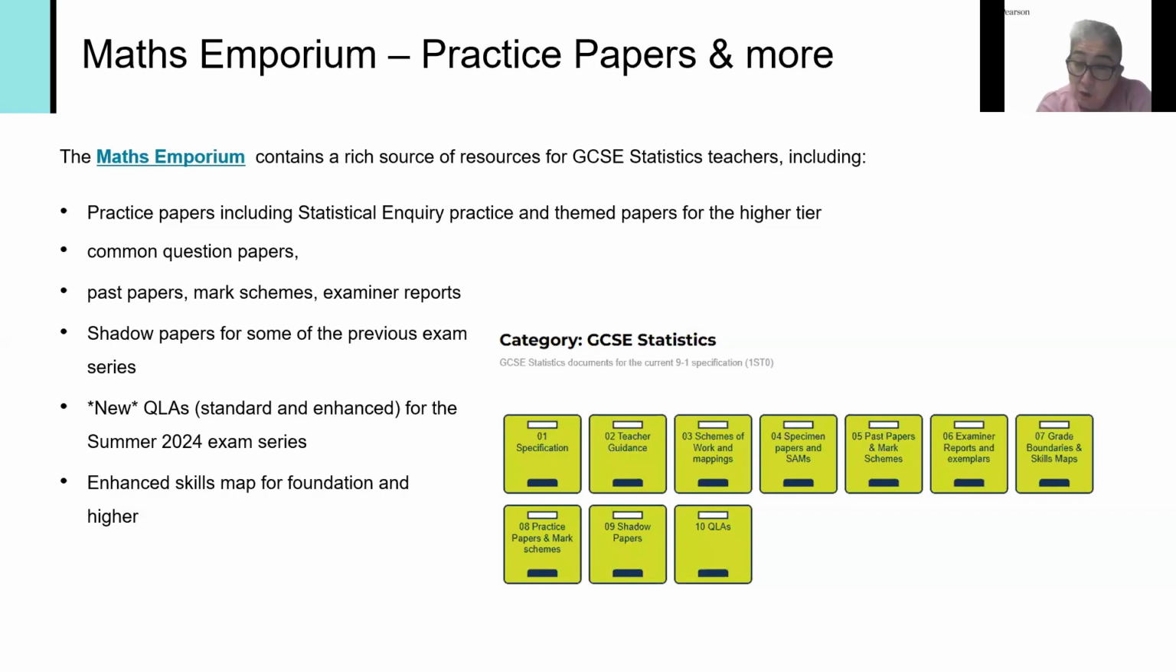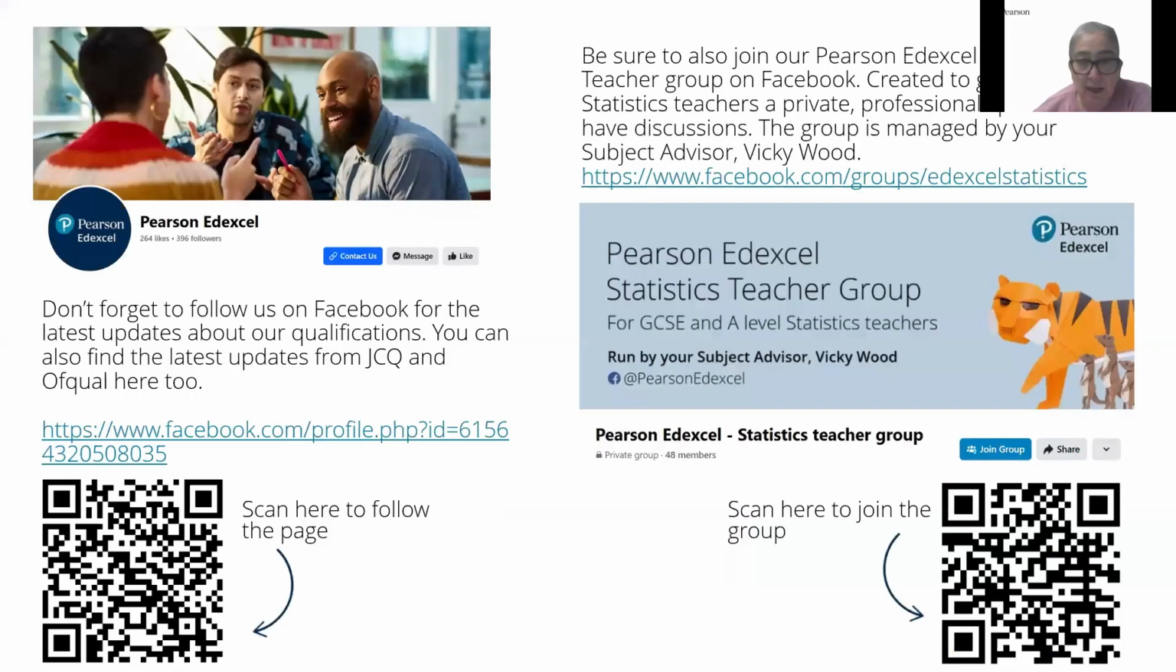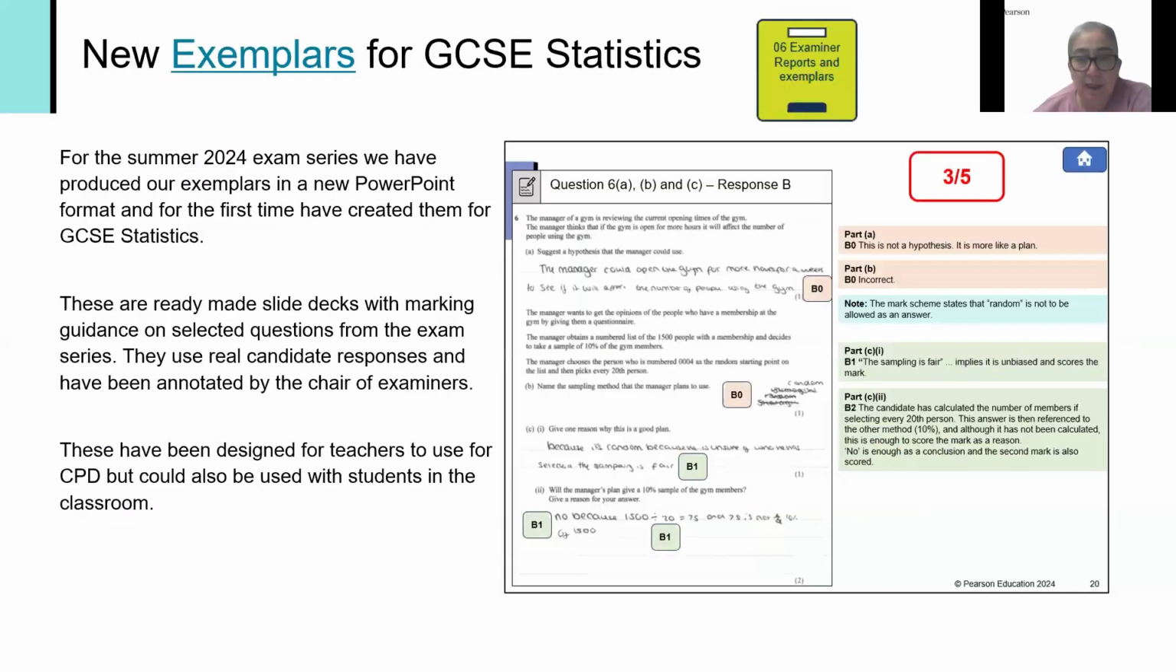We're starting to produce common question papers, so papers that go over both tiers, with the common assessment items, all the past papers. The shadow papers are being produced for some of the previous series. Then there are new QLAs from last summer, and then the enhanced skills map, obviously. Then the exemplars, which I spoke about when I did the marking and the feedback.